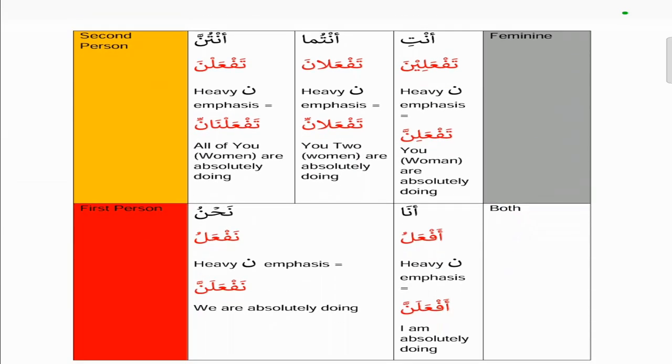And then anti, which means you feminine, so taf'alina is the original. Then heavy emphasis will be taf'alinna. You notice that the ya has been dropped. So the ya and noon combination, the ya has been dropped. So taf'alinna. And then antuma version, again, taf'alani is the normal version. The heavy noon emphasis is taf'alani, which is you two are absolutely doing. And then antunna, the normal version is taf'alna, and the heavy noon emphasis will be taf'alnani. So all of you women are absolutely doing.